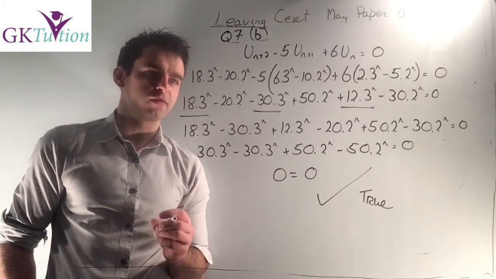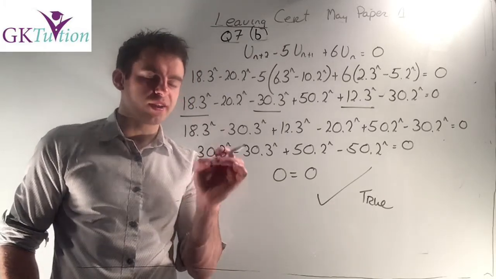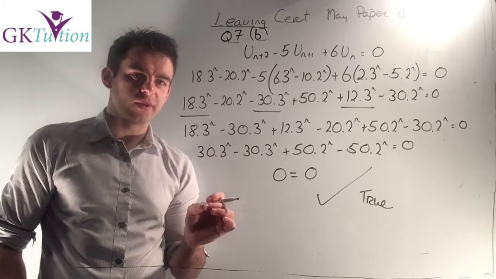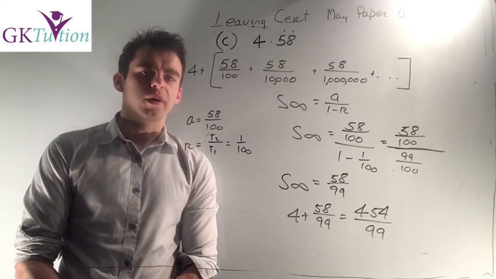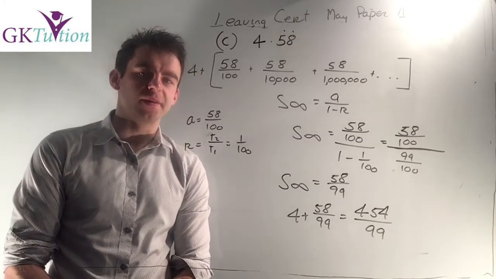There was 10 marks going for that bit. If you didn't get that right, that's really, really important, so make sure you spend a bit of time on it. Okay, there was 20 marks going for part C.